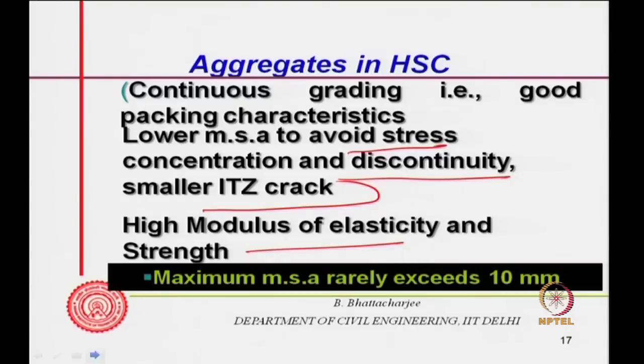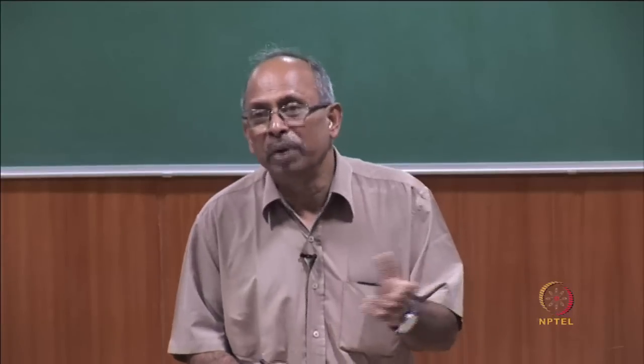And MSA, that is why, rarely exceeds 10 mm, 12 mm. Although people could get some 60-70 MPa with 20 mm aggregate, it is better to use lower. If you are not finding the strength, reduce the MSA. So, generally high strength concrete system uses 10 mm MSA. In a very, very high strength system, there will be no coarse aggregate. We will come to that sometime later on when we talk of reactive powder concrete.